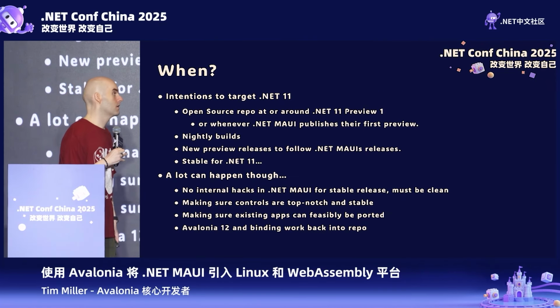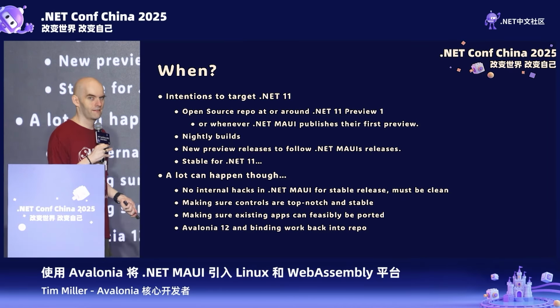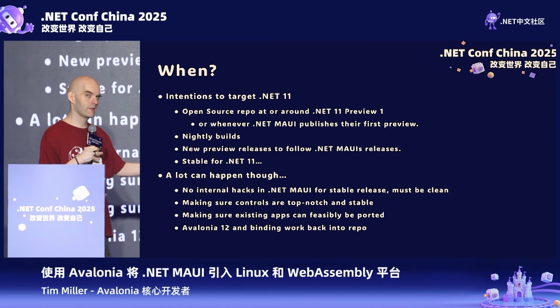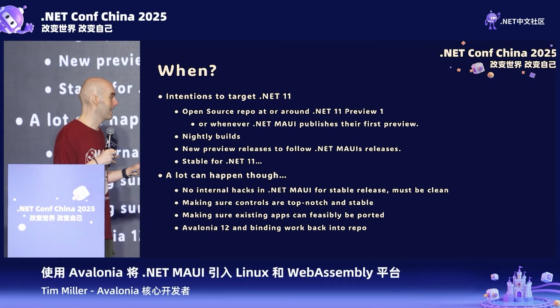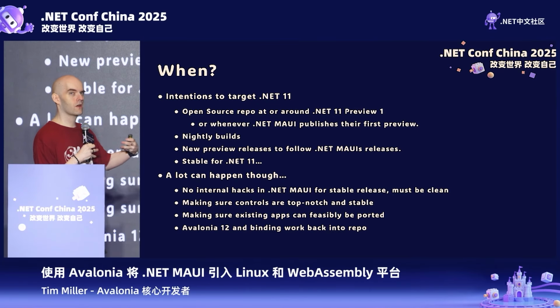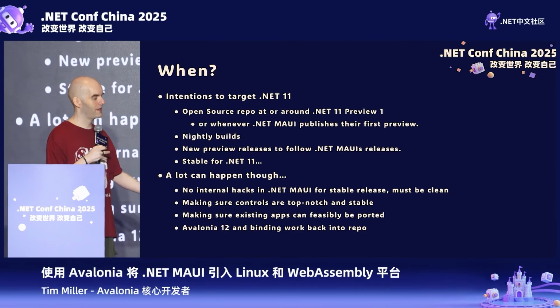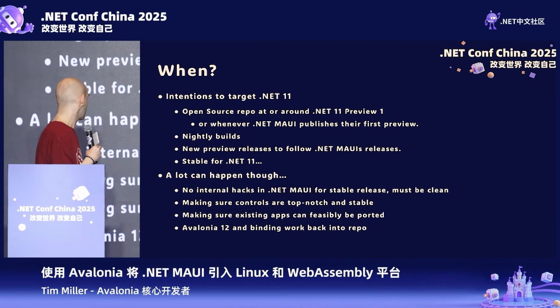And then, when? So the goal is that we want to target .NET 11, to get a stable release out for the open source. Right now the repo is closed source. We want to open it when .NET 11 Preview 1 comes out, when Maui's preview comes out. Maui tries to ship with their previews with .NET. Sometimes it slips, things happen. But we're trying to sync along with them and get this work out as they do. And then obviously nightly builds, we're going to iterate on it. Every time Maui has a release for their previews, we want to have something available as well, so other people can follow along. But of course, a lot can happen in that time, so I don't want to hold it to it.